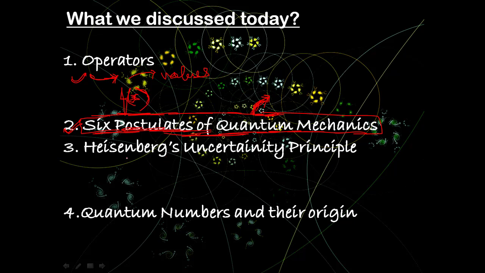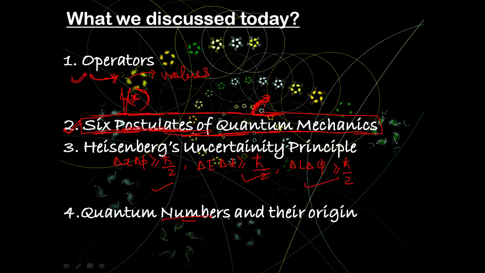Next, Heisenberg's uncertainty principle. This you have already studied: delta Px into delta x is greater than or equal to h cut upon 2, or delta E into delta T is greater than or equal to h cut upon 2, or delta L into delta phi is greater than or equal to h cut upon 2. These are the various forms of Heisenberg's uncertainty principle.